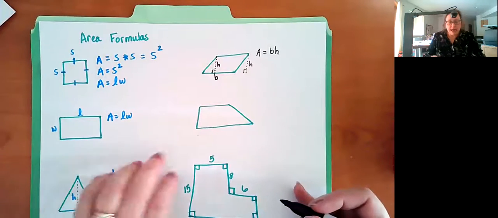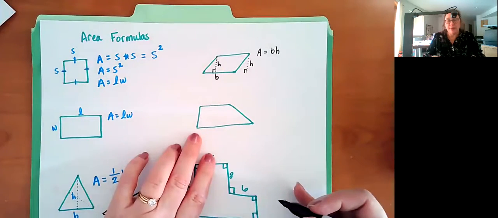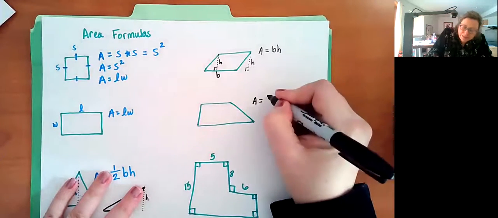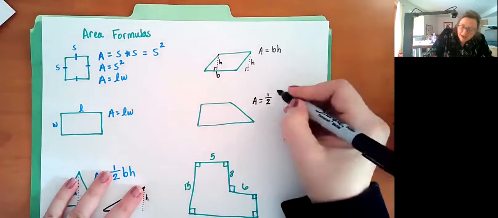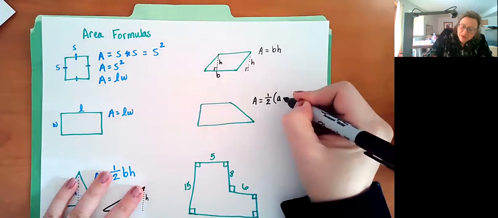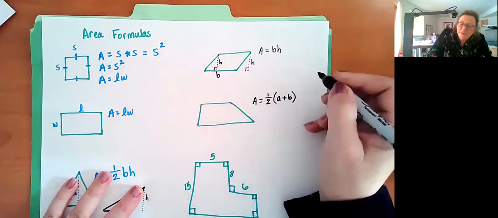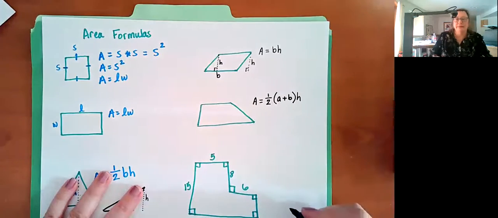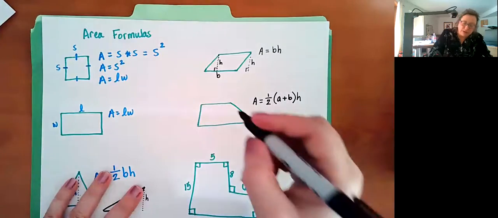All right, now we have a trapezoid. And the formula for the area of a trapezoid is 1/2 times the sum of A plus B times the height. What? Yeah, hold on just a minute.